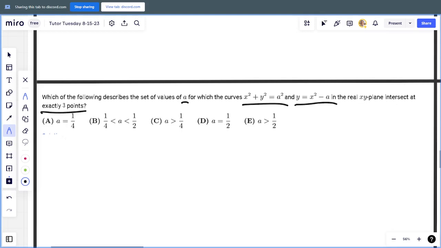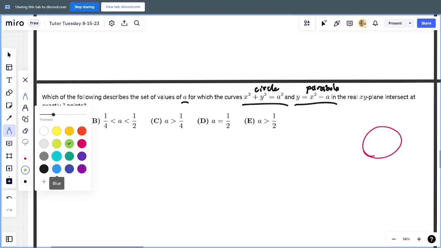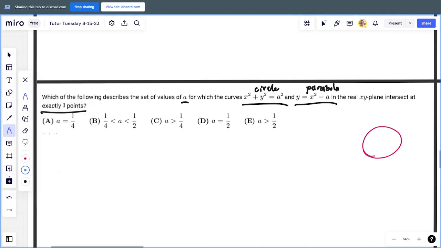I recognize that this first equation is the equation of a circle. This one is a parabola, but that doesn't really give me much insight, except that I'm looking for a shape that looks like this, if I can draw it, intersecting here, here, and here. 3 points. Because you could also have a pretty wide parabola that intersects at 1 point, or maybe have 0 intersection points, or 2.